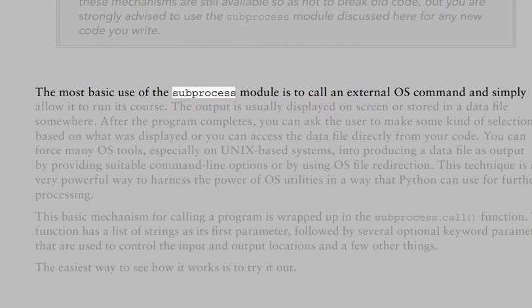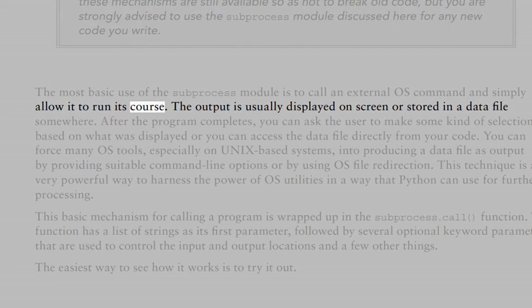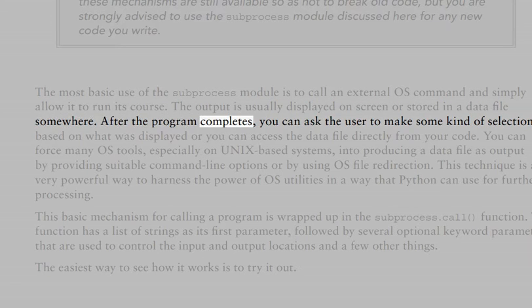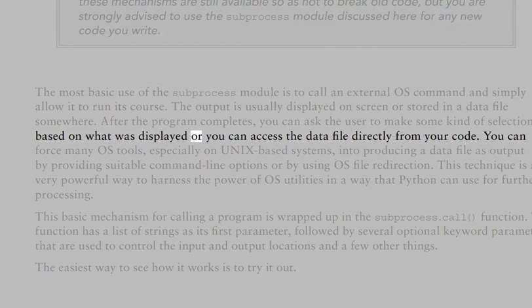The most basic use of the subprocess module is to call an external OS command and simply allow it to run its course. The output is usually displayed on screen or stored in a data file somewhere. After the program completes, you can ask the user to make some kind of selection based on what was displayed, or you can access the data file directly from your code.